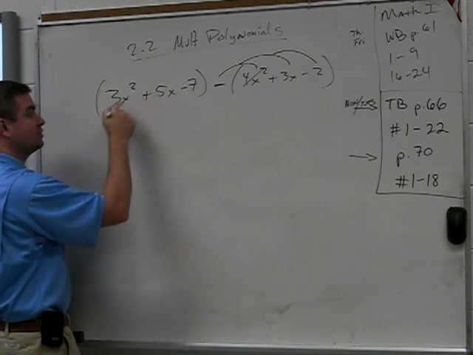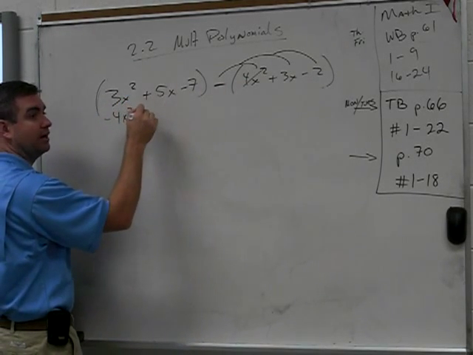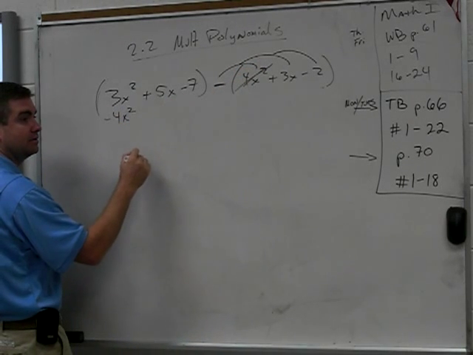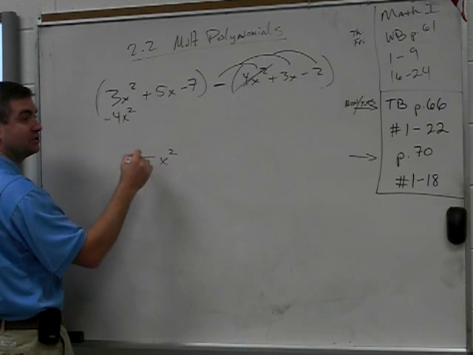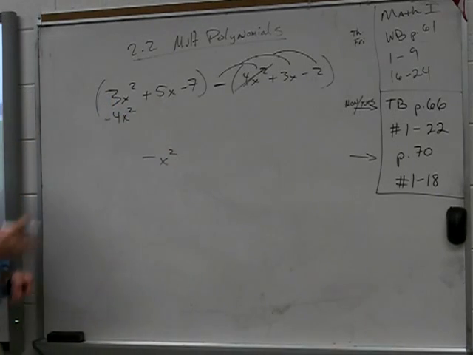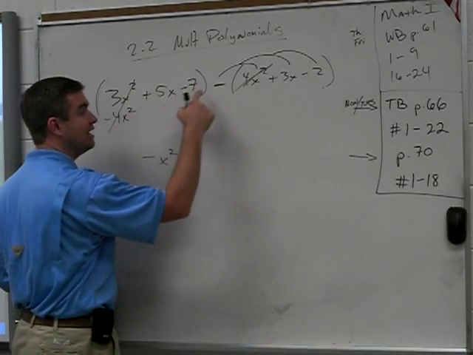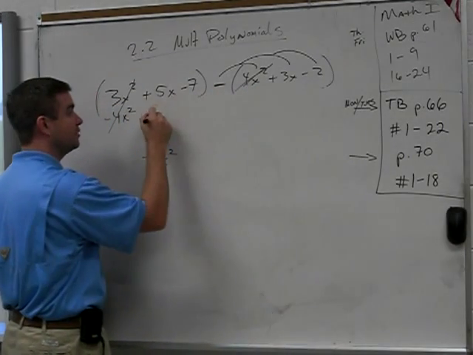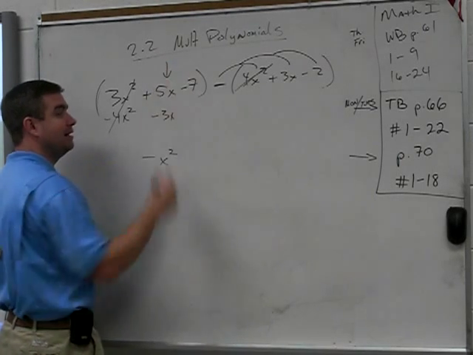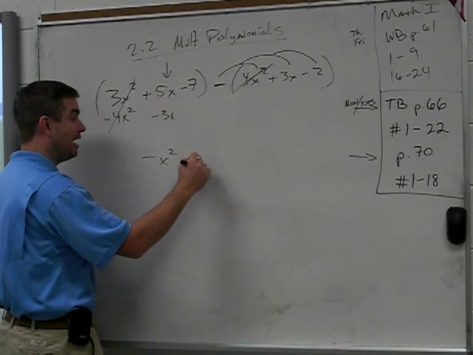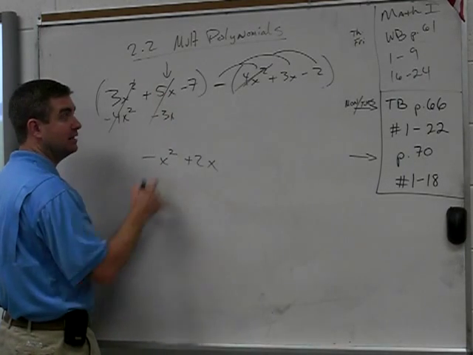So I've got 3x squared minus 4x squared, right? That takes care of that. What is that going to give me in my answer? Negative x squared. Our base stays the same. If I'm doing x squared minus an x squared, the base stays the same. So that takes care of that. How about 5x minus 3x? I'm going to put minus 3x. I'm stacking my like terms one on top of the other. That's going to give me what? 2x. Positive 2x. Takes care of that.